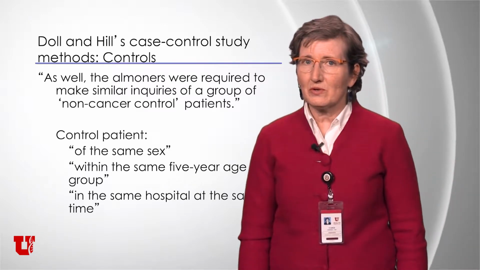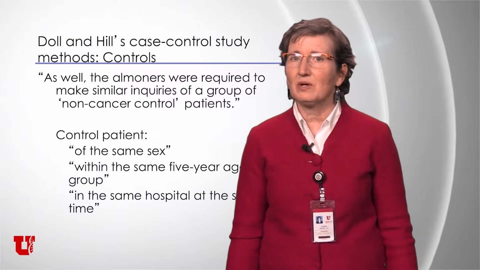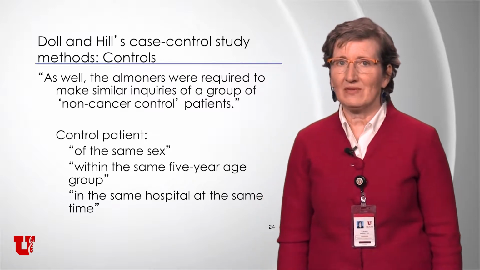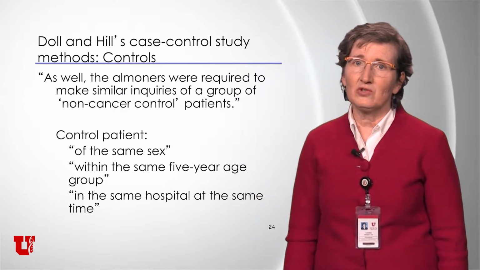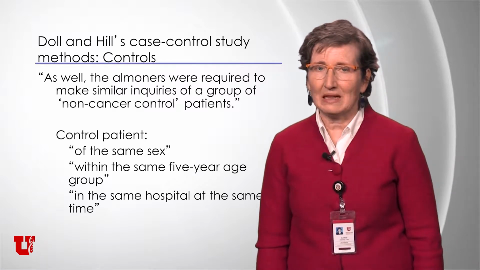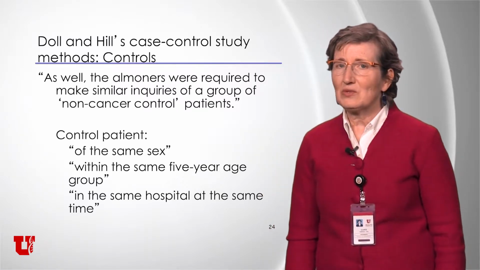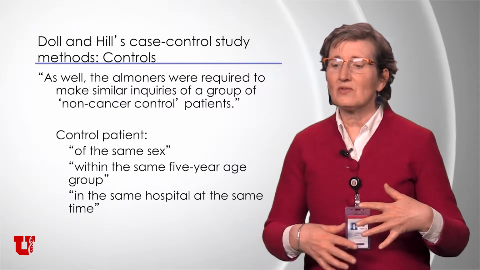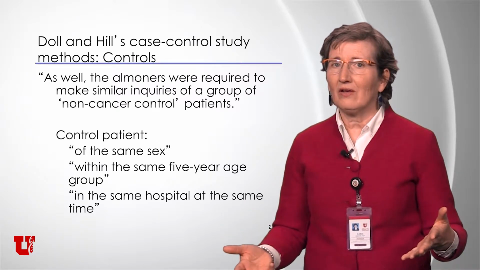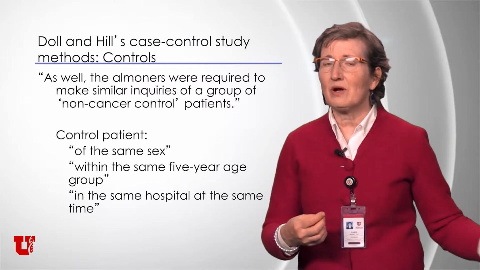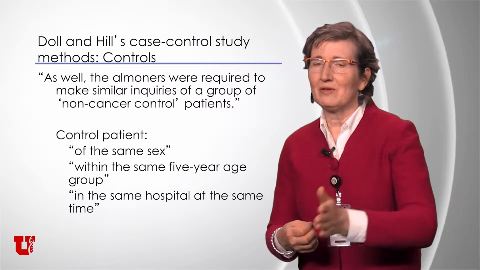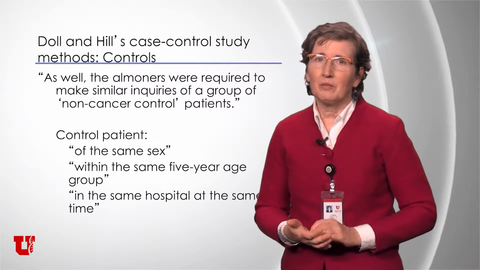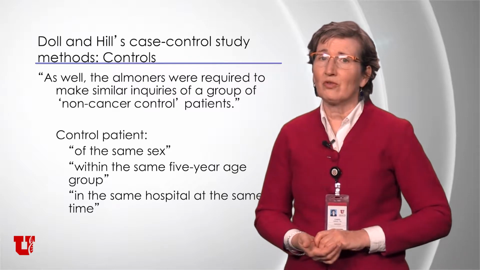So who should those controls be? Who would you want to compare the smoking habits to your lung cancer patients? Well, they wanted the control patient to be of the same sex, within the same 5-year age group, and be in the same hospital at the same time. So this last one, the first two are for scientific reasons. If the person is developing a new case of lung cancer, the comparison for that person is probably someone of the same sex who has lived approximately the same number of years and has not developed lung cancer. But the issue of being in the same hospital is really more for the research convenience.